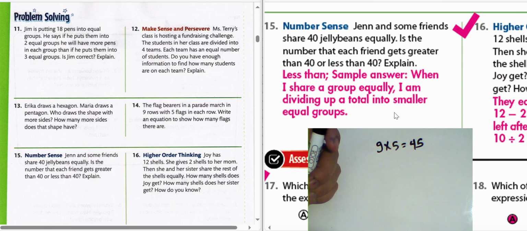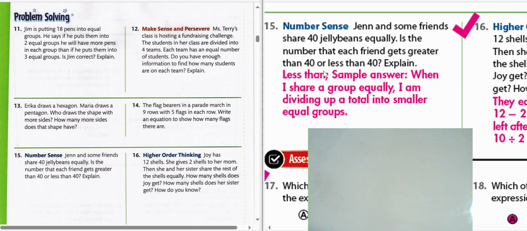Next question, number 15. Number sense. Gina and some friends share 40 jelly beans equally. Is the number that each friend gets greater than 40 or less than 40? Actually, we know 40 divided by 5 equals 8. It's sure to be less than 40 because we divide 40 by the number.